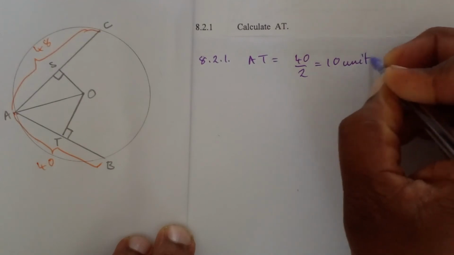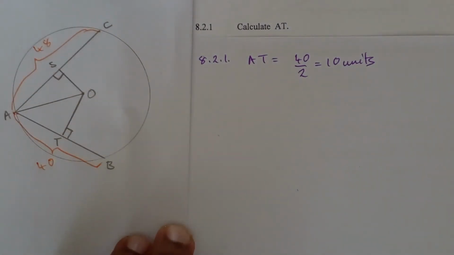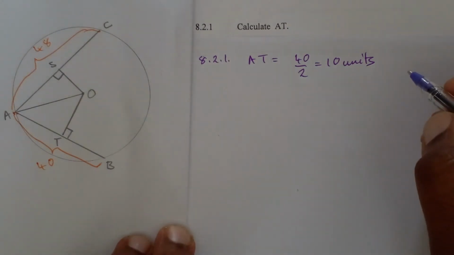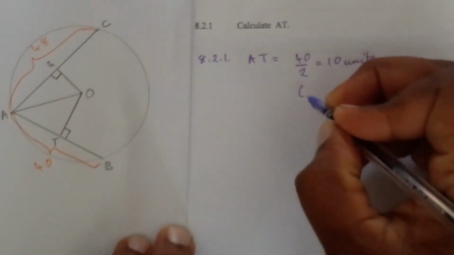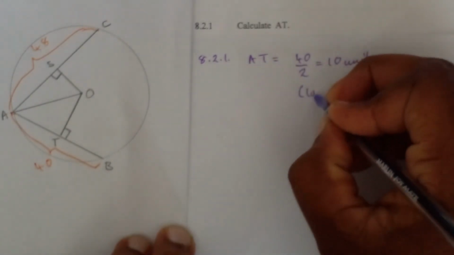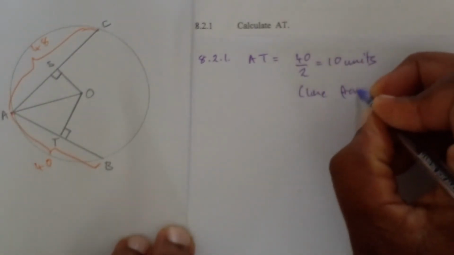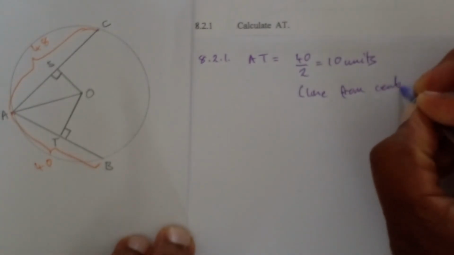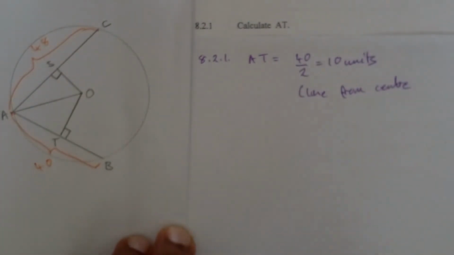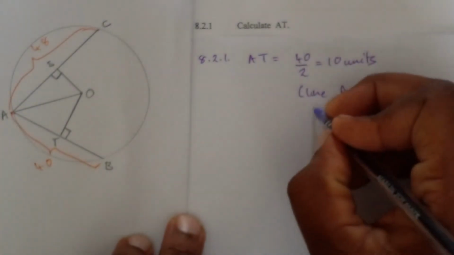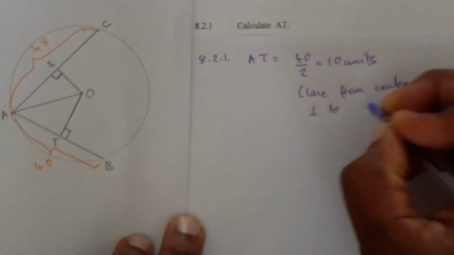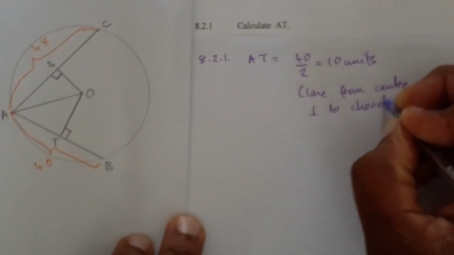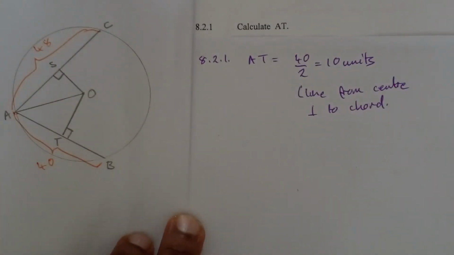Now what is the reason for that? Because the line from the center of a circle perpendicular to a chord bisects the chord. So the reason you're going to write is simply that the line from the center is perpendicular to the chord. That's going to be the answer to that first question.